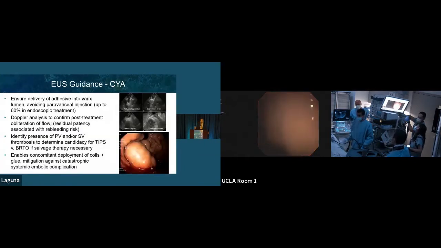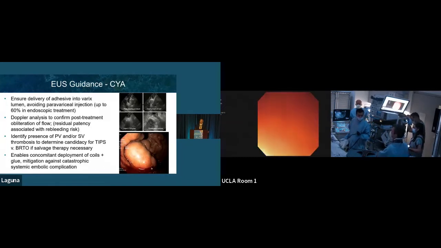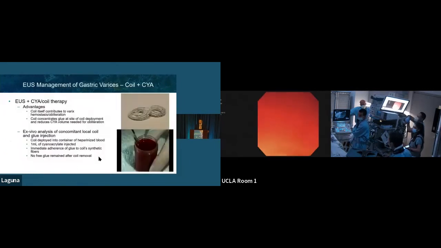In addition, you can actually see the cyanoacrylate get into the vessel. With endoscopic therapy, we're just sort of jamming the needle and hoping for the best. But oftentimes, when we jam the needle in, we're actually going next to the varix, and we're tamponading the varix rather than putting the adhesive within the vessel lumen. We can use Doppler to confirm there's a cessation of flow within the varix. We can also look for portal vein or splenic vein thrombosis and look for shunts as well. This has implications for communicating with interventional radiology regarding TIPS and VRTO as subsequent therapies. And then of course we can deploy coils as well, which I'll touch on more now.